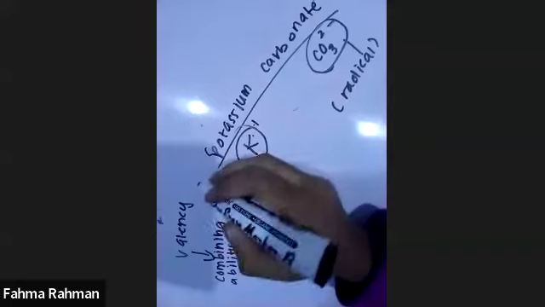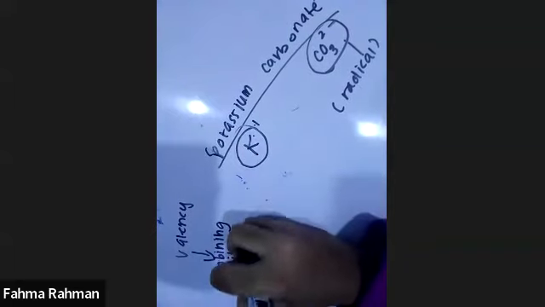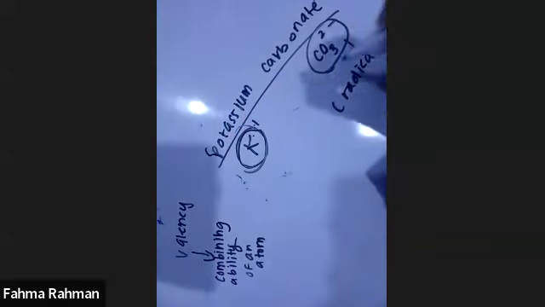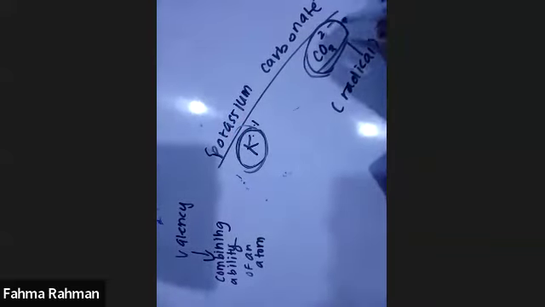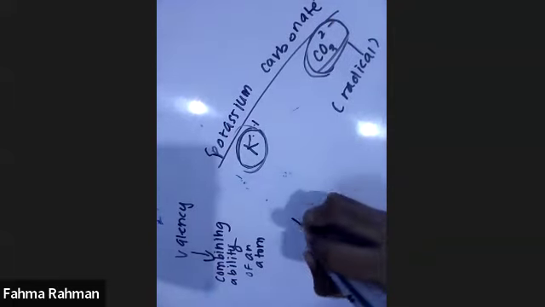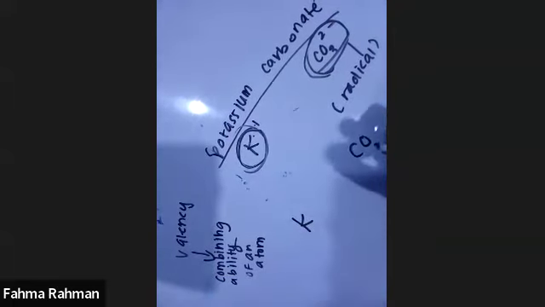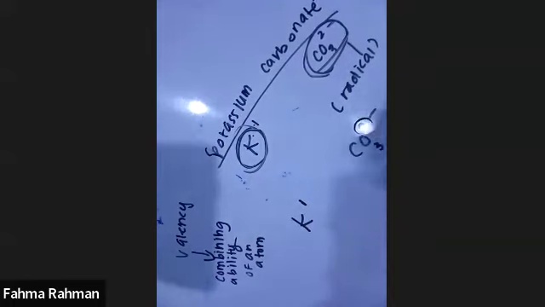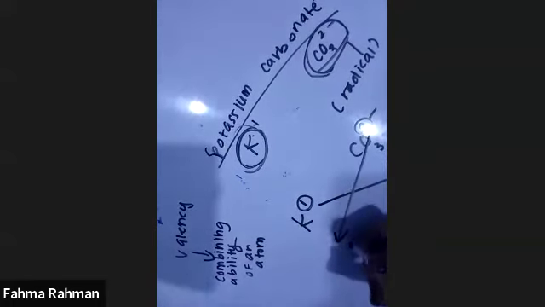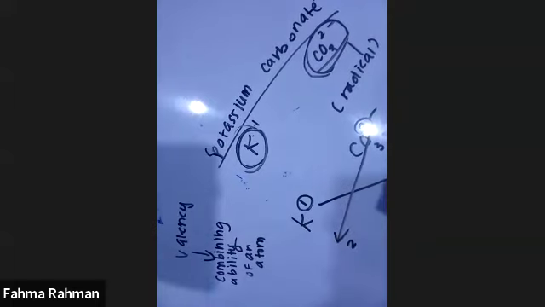So valency is basically the combining ability of an atom. So here you have potassium. Here you have the radical or the polyatomic ion of carbonate. So you have potassium, CO3 2 minus, and then here you have 1. So you are taking this 2 and this 1 and crossing them between each other. So you are putting the 2 over here and the 1 over here.